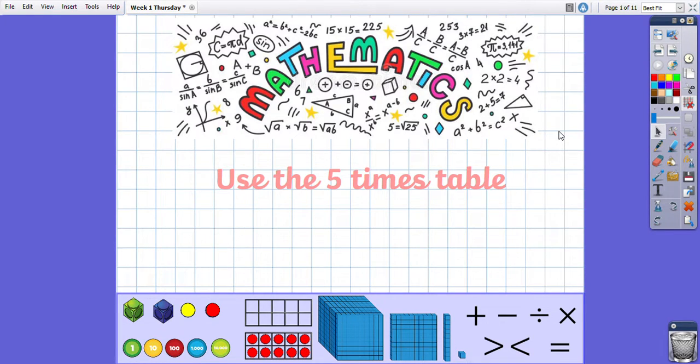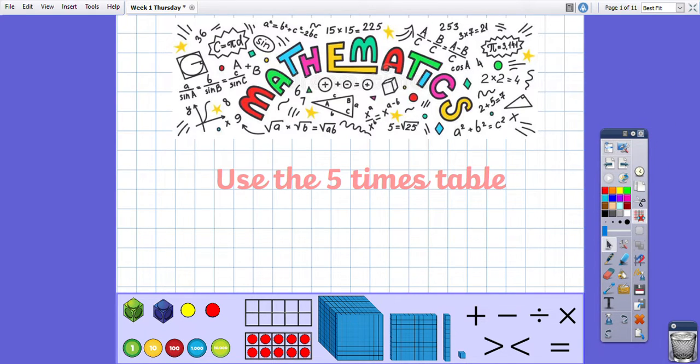Good morning, Year 2. Today is Thursday and we are going to learn all about using the 5 times table. So yesterday was your 2 times table and today is your 5s.